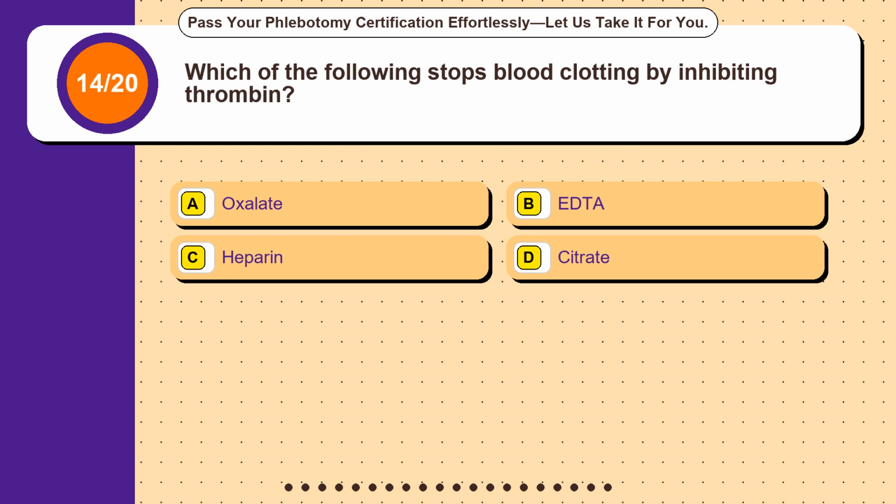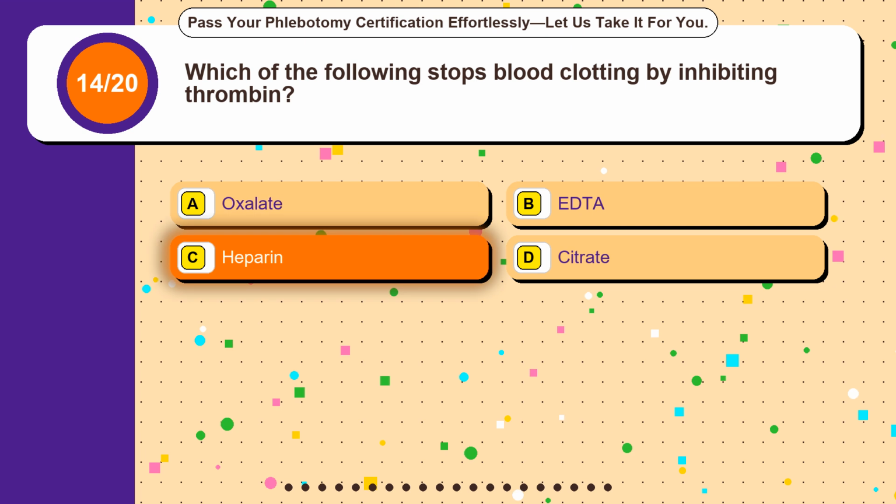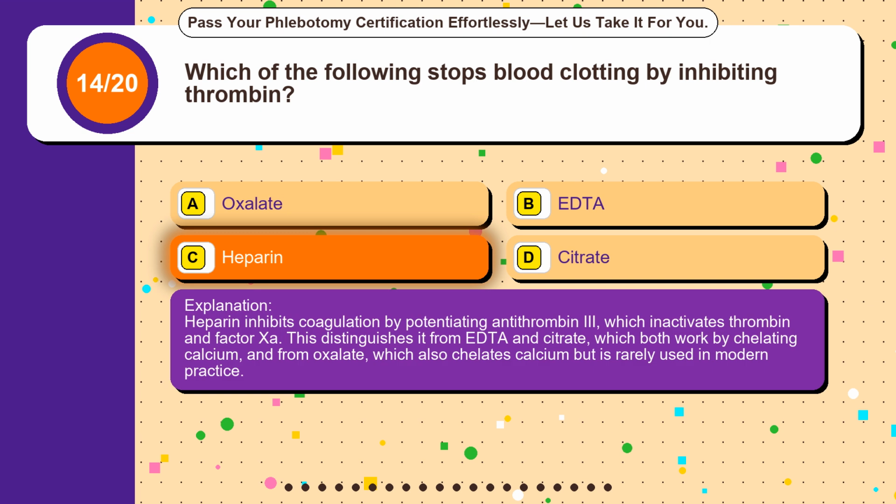Question 14. Which of the following stops blood clotting by inhibiting thrombin? Option A, oxalate. Option B, EDTA. Option C, heparin. Option D, citrate. The correct answer is option C, heparin. Heparin inhibits coagulation by potentiating antithrombin III, which inactivates thrombin and factor Xa. This distinguishes it from EDTA and citrate, which both work by chelating calcium, and from oxalate, which also chelates calcium but is rarely used in modern practice.